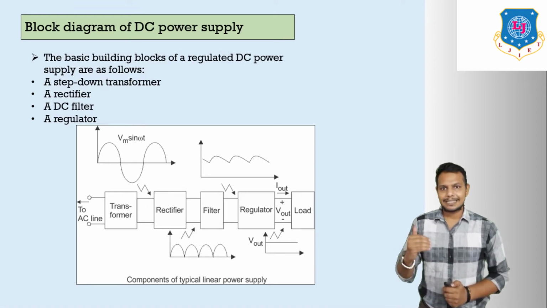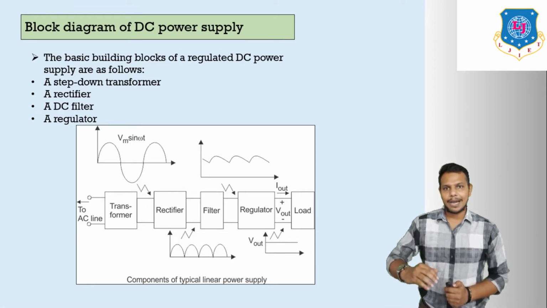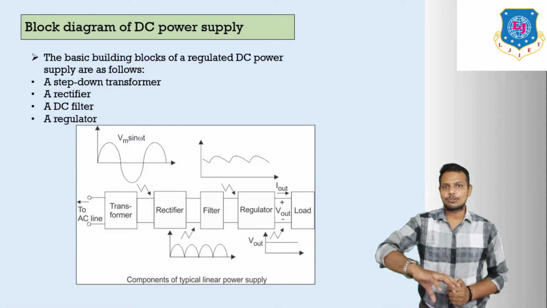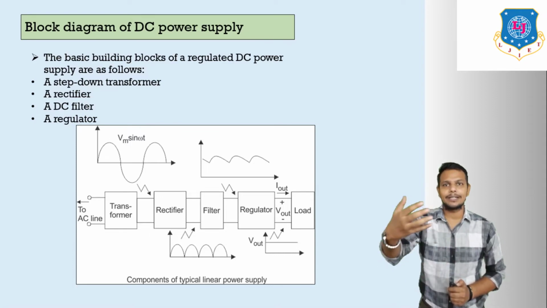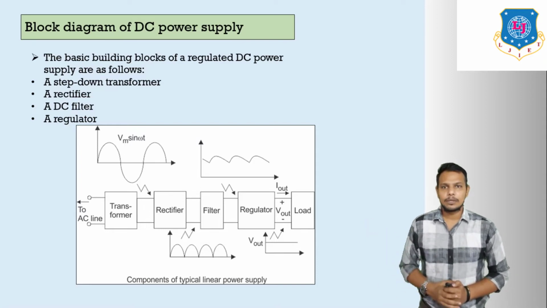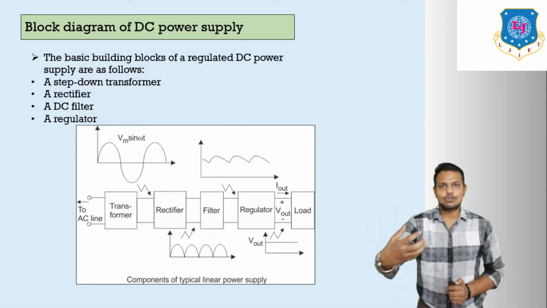Here we want DC supply by using AC. Then we have to first use a step down transformer. The step down transformer lowers the voltage, and then we have to apply this voltage to the rectifier side. Here we can see the waveform at the step down transformer.